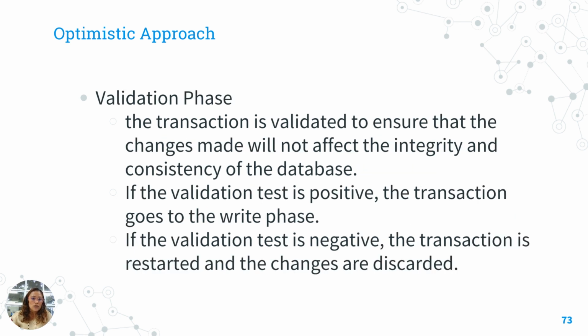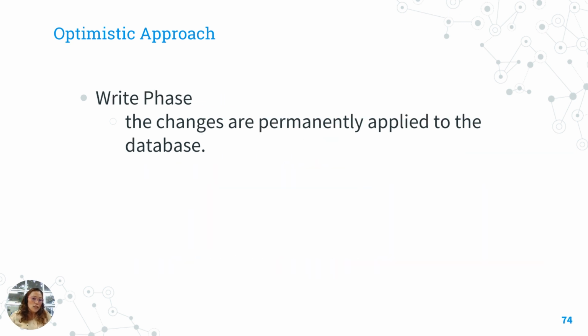After the read phase, it will proceed to the validation phase. This will ensure that the changes saved temporarily in the temporary updated file will not affect the integrity and consistency of the database. So if it causes inconsistency, then the transaction is restarted. If it does not cause inconsistency, then from the validation phase, it will proceed to the write phase. In the write phase, the changes are made permanent to the database.